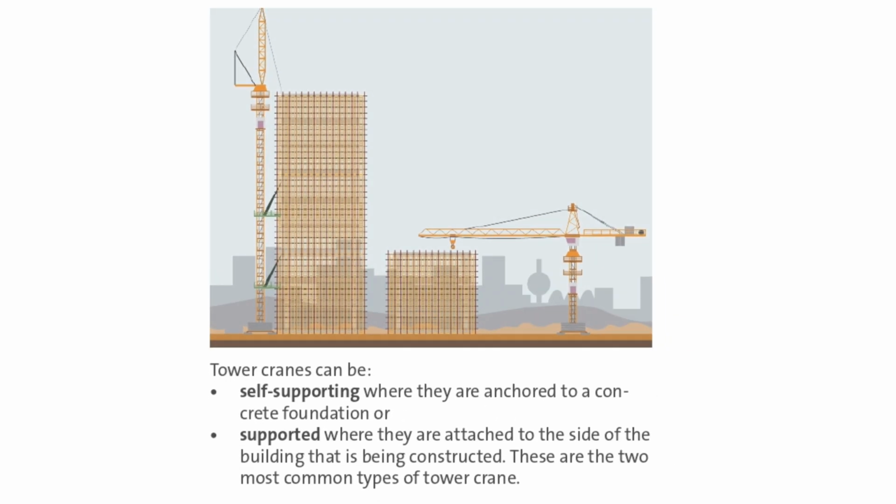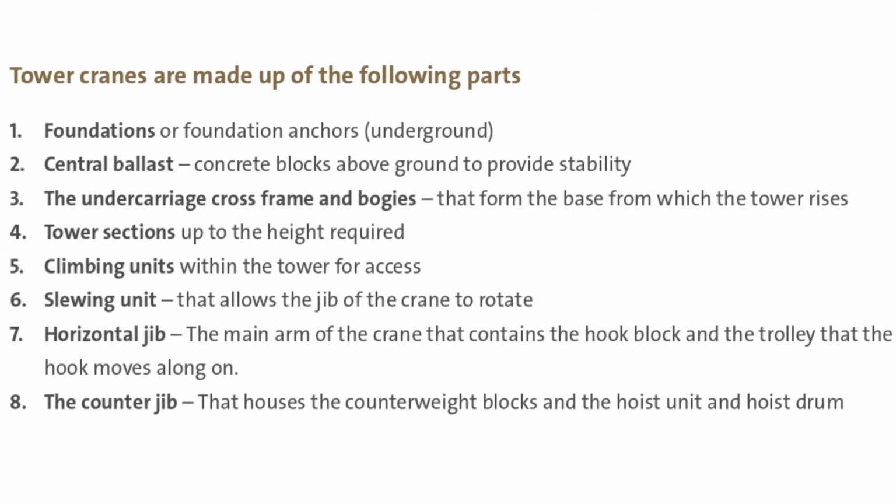Tower cranes can be self-supporting where they are anchored to a concrete foundation or supported where they are attached to the side of the building that is being constructed. These are the two most common types of tower crane. Tower cranes are made up of the following parts.